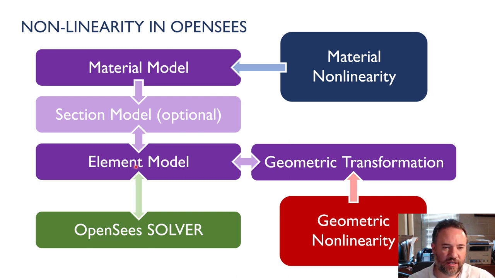So if the element moves, or if we have P delta and the node at the top of an element moves to the left, and there's a load on that element, the geometric transformation will determine how the revised stiffnesses get calculated to account for that. And the geometric nonlinearity comes into play in that geometric transformation. So most elements require us to define what kind of geometric transformation we're using. Are we using a linear geometric transformation, P delta geometric transformation, full large displacement nonlinearity geometric transformation? And then OpenSees takes care of the rest.